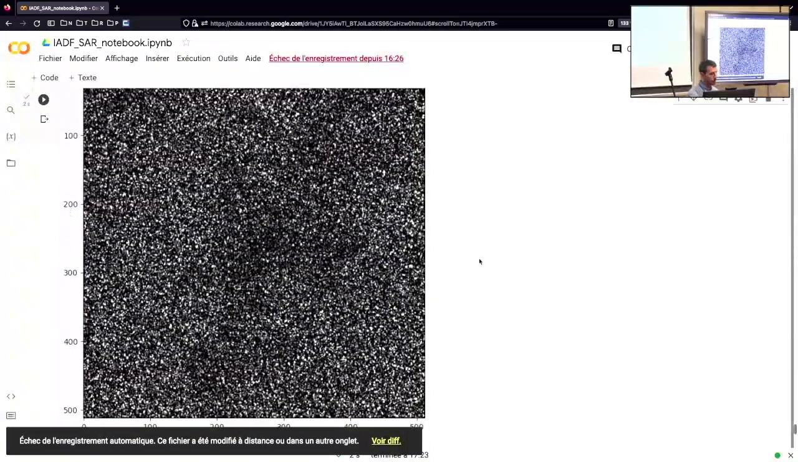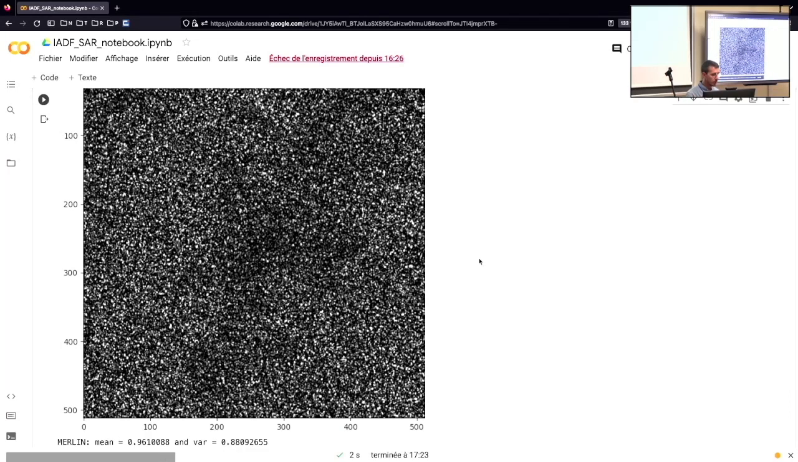Indeed, that's what we get from Merlin. We cannot see any clear structure on this residual noise. It is closer to a pure speckle, which means that we have not suppressed information from the original image, and we have well preserved the structures of our reflectivity.